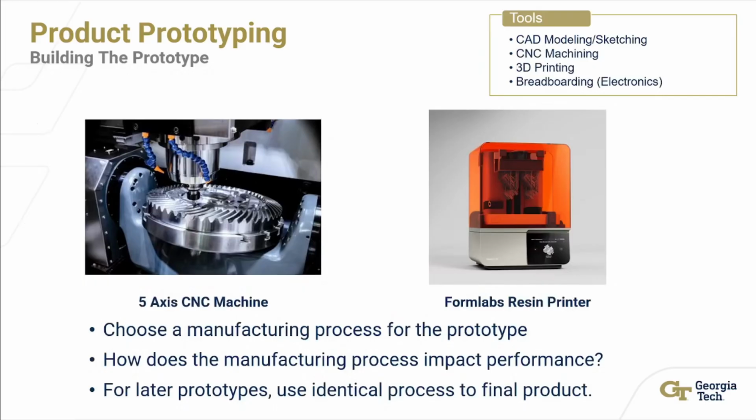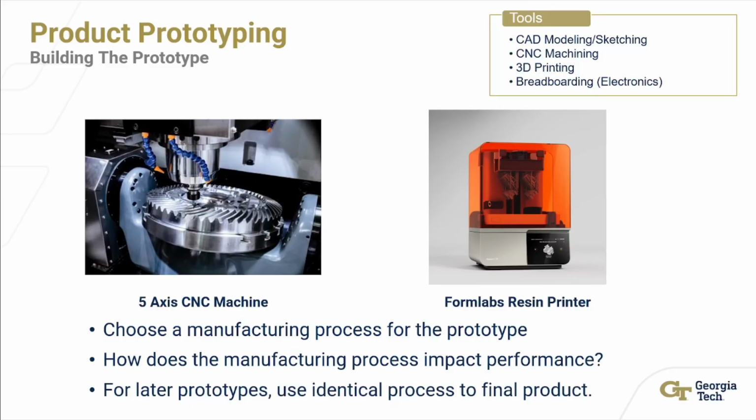Finally, we have building the prototype. Now, building a prototype can be a whole slide presentation in and of itself, but quickly we can choose from many manufacturing processes to build this prototype. Now, the main question we want to ask is, how does the manufacturing process impact performance of the prototype, and how will this performance differ from the final product? And again, for later prototypes, we want to make sure we use a process to manufacture as close to the original process. Here on the screen, we have two images of potential manufacturing methods you can use.